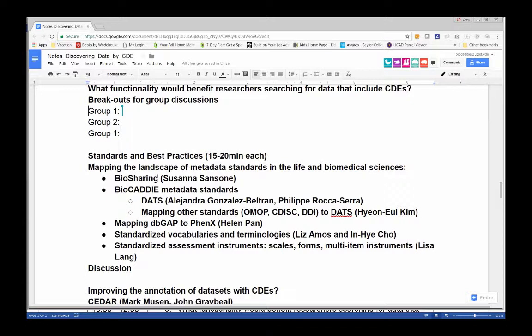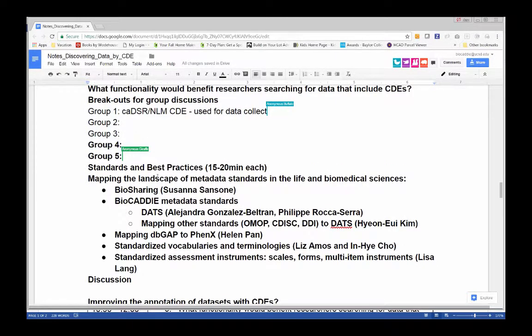Okay. So we were lucky to have a person in the group from CDSR and another person from NLM CDE repository. So we discussed a lot with them about their use cases and how CDEs are being used. So the point is that CDEs are mainly being used for data collection and creation of case report forms.